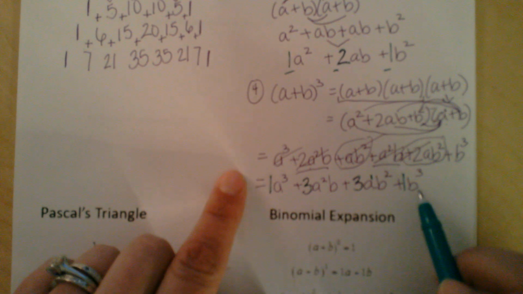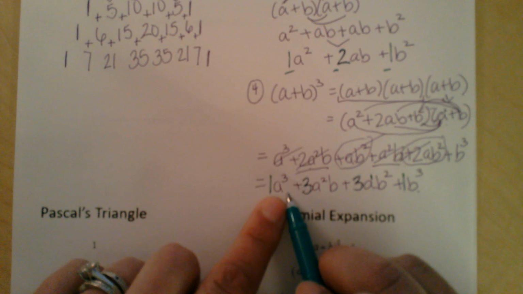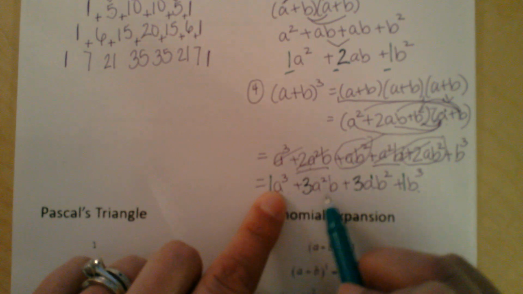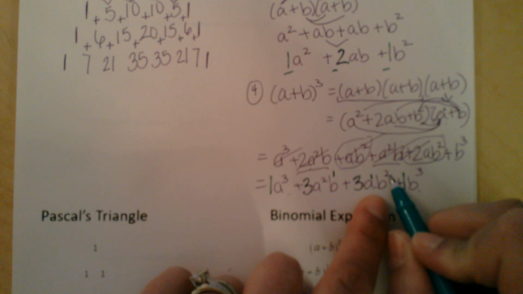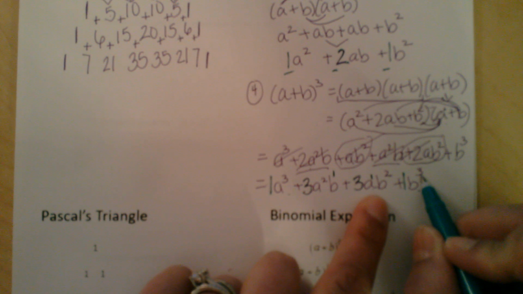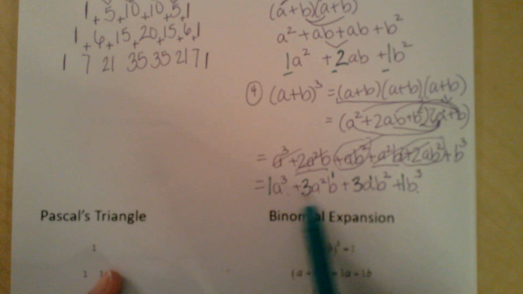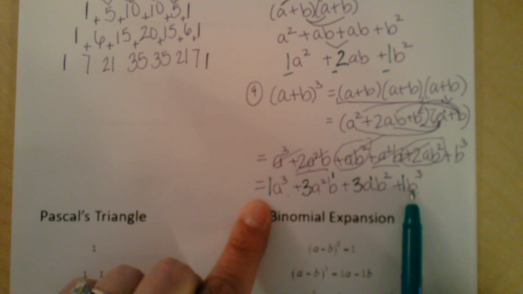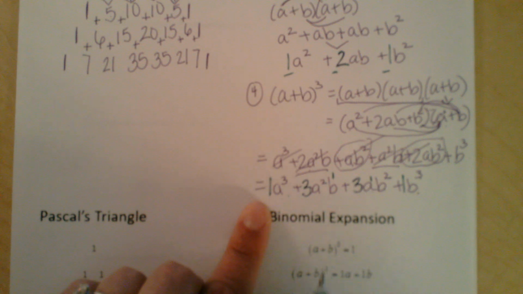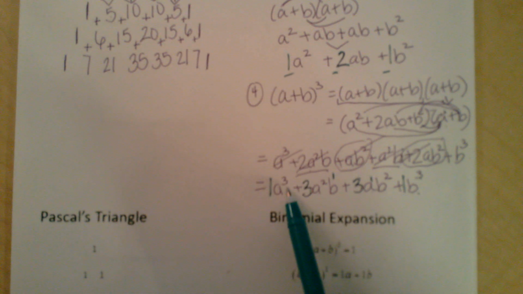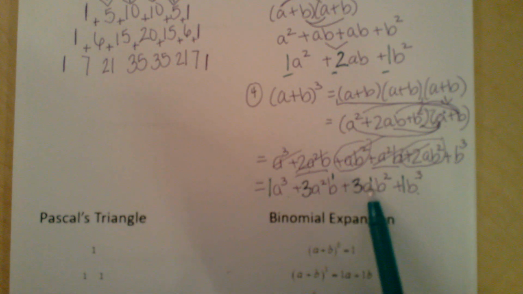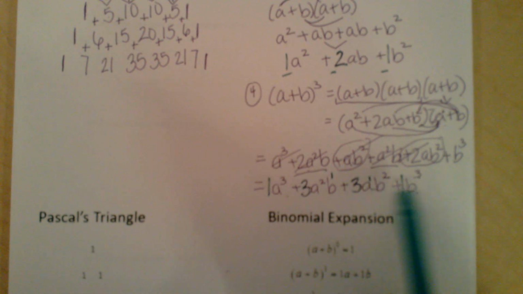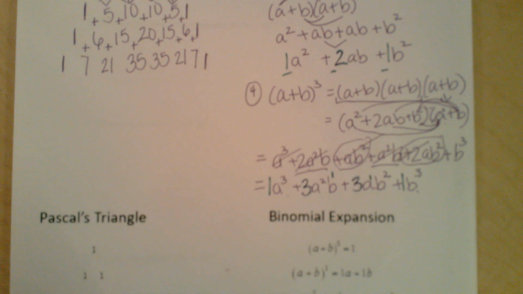How about if we start here? Do we have any b's? No b's. So zero b's. Then b to the first, b to the second, b to the third. So they decrease in exponent for a's and they increase in exponent for b's. And they always add to 3. Watch this. Here's 3. What's 2 plus 1? 3. What's 1 plus 2? 3. So they always add to 3.